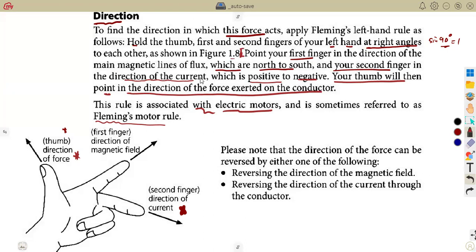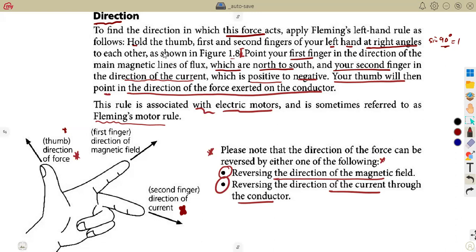Also, as a consideration, before we look into our questions, please note that the direction of force can be reversed by either one of the following. It can be reversed by reversing the direction of the magnetic field. As the magnetic field is being reversed, we are reversing the direction of force. We can also reverse it by reversing the direction of the current through the conductor. So the direction of magnetic field and that of current through the conductor affects the force.